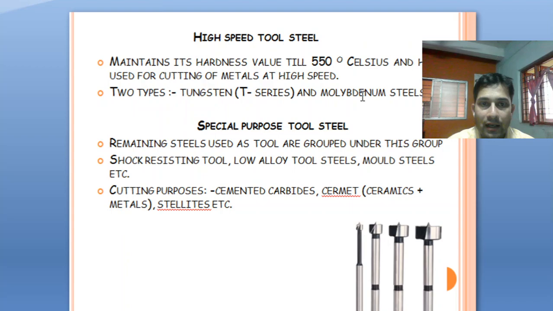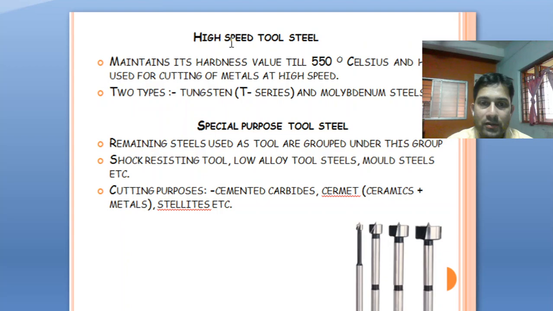Then there are some special purpose tool steels, the steels which are not used for hot working conditions, not for cold working conditions, and not even for high speed tool applications. Those types of steels get into this type called special purpose tool steels. These types of steels are shock resistant, and used for some special purposes.